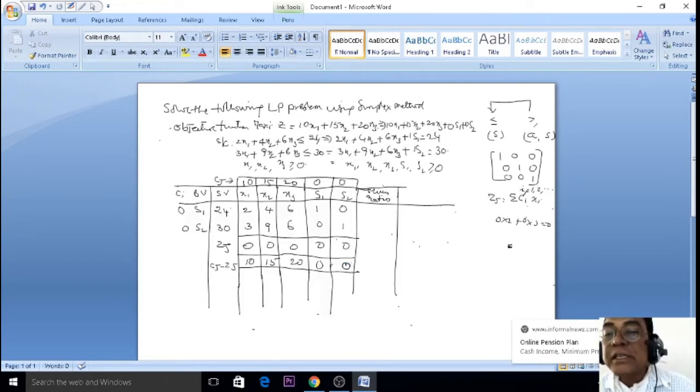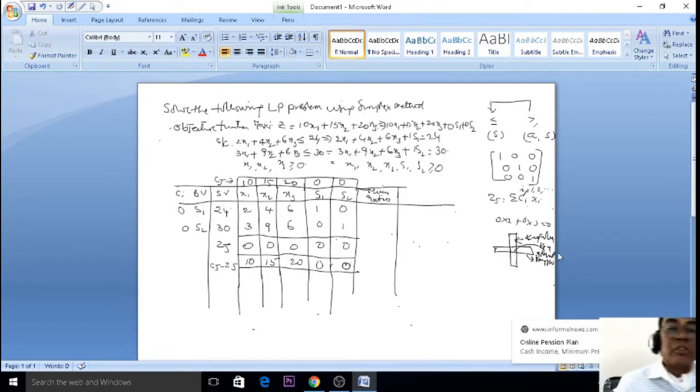Now what are our conditions? This is called a key column, this is a key row, and this point is called the key element. Come to this point. Out of these Cj minus Zj values, better to select the maximum positive value. This is the maximum positive value, so take this value for the key column.